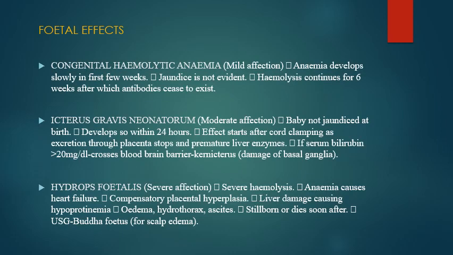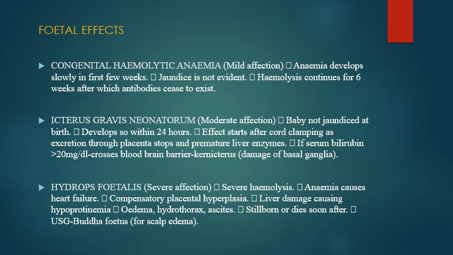Now coming to the fetal effects in case of Rh isoimmunization. So in mild affection, we come across congenital hemolytic anemia in the newborn. So here anemia develops slowly in the first few weeks after delivery. Jaundice is not evident. Hemolysis continues for around 6 weeks, after which antibodies cease to exist.